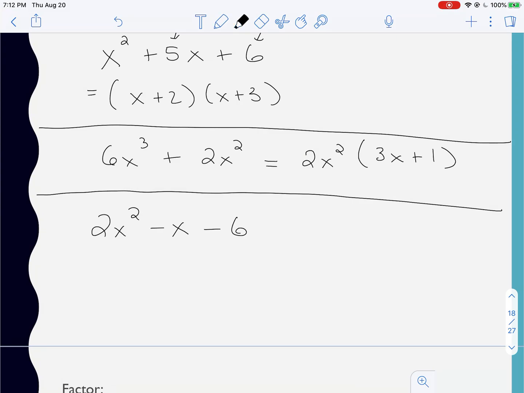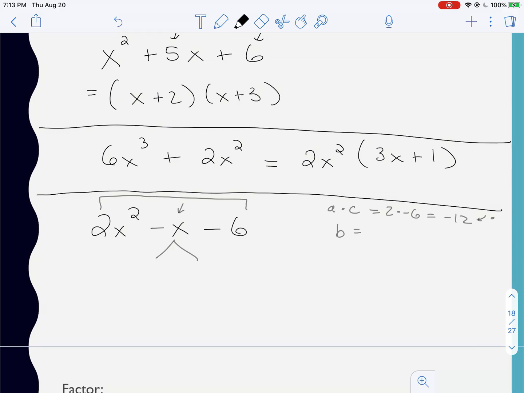So if you want to do the game where you split up the middle term, you take the a times the c, and so I would get 2 times negative 6, and so negative 12. So I'm going to split up this middle term, and I'm going to do two numbers that would multiply to -12. And then they have to add up to the middle term, to the b term.